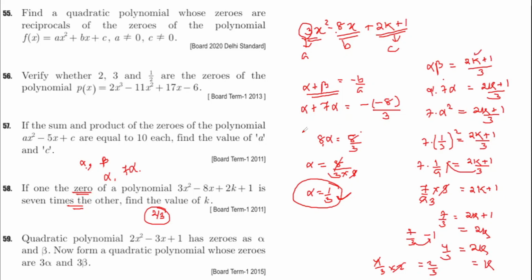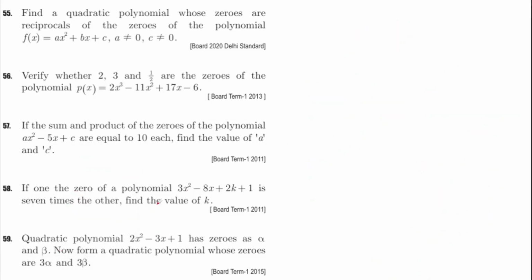Now let's move to the question number 59. Quadratic polynomial, this has zeros as alpha and beta. Okay, so we have a quadratic polynomial where the zeros are alpha and beta. Now form a quadratic polynomial whose zeros are 3 alpha and 3 beta. So okay, already we have a quadratic polynomial like this, 2x square minus 3x plus 1. And here the two zeros are alpha and beta.